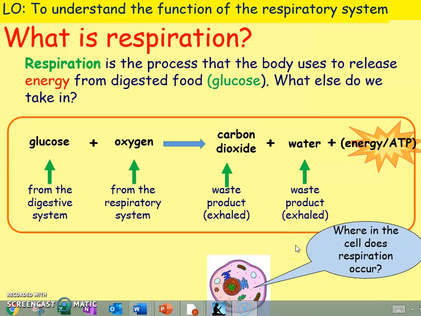So, where in the cell does respiration occur? Respiration occurs in the mitochondria. These are found in the cytoplasm of the cell. And respiration actually happens in a layer inside the mitochondria and produces lots of energy for us to use.